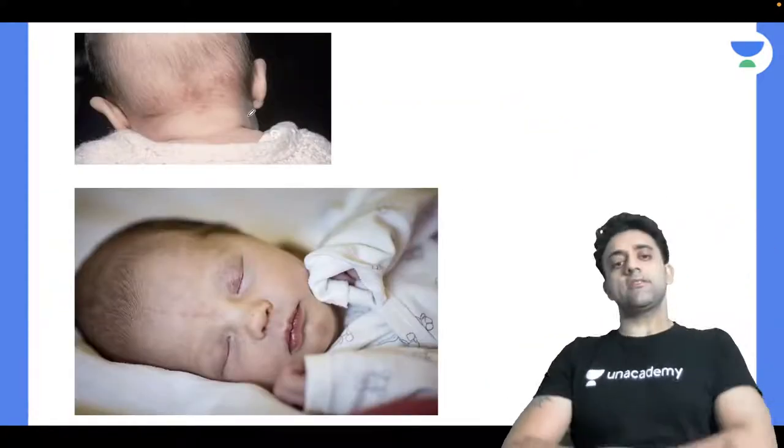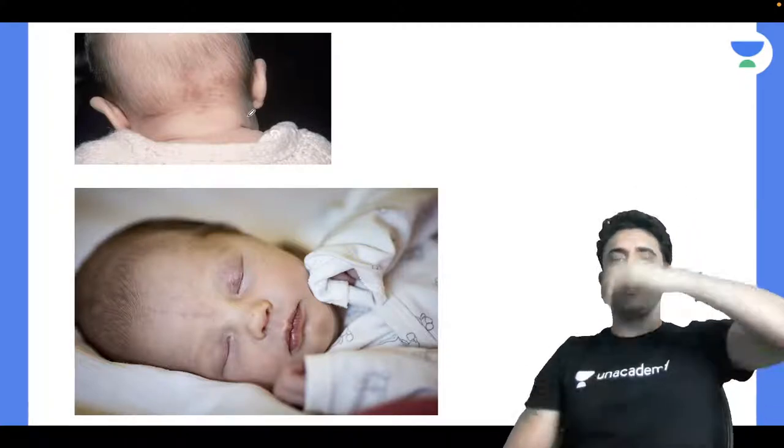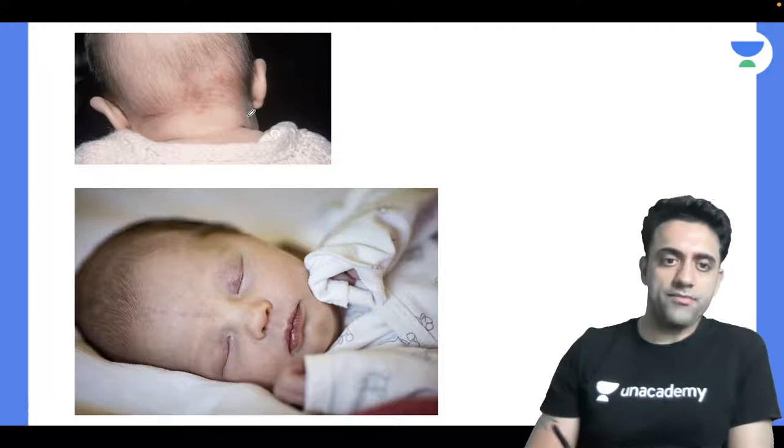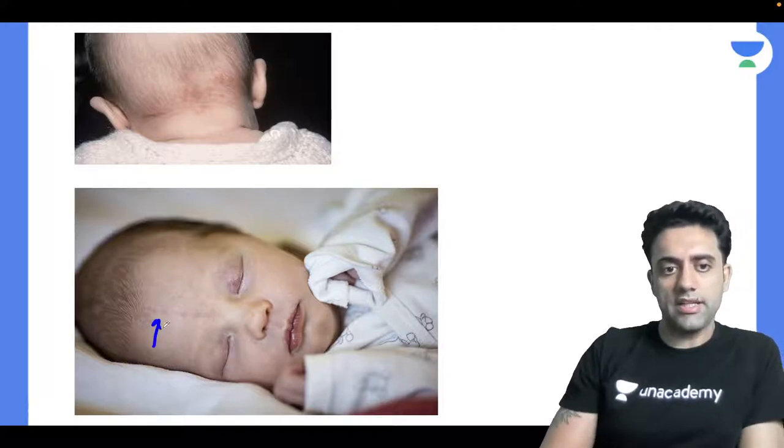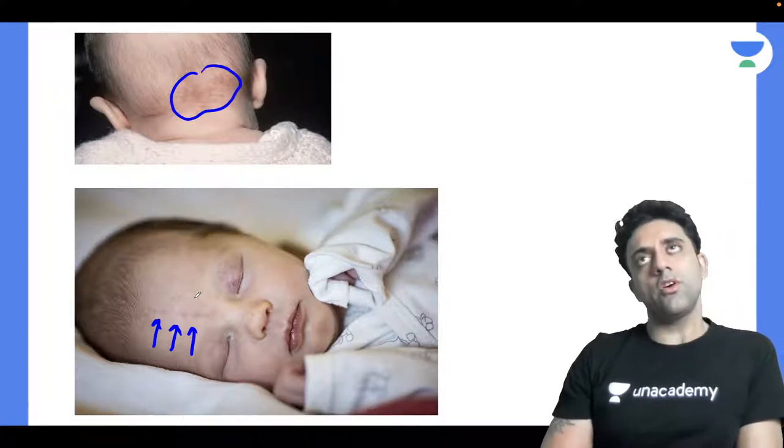Okay, next, what is this? What is this picture? Who will tell me? Fast, fast. It's a rapid revision. Let's see if you can answer. What is this picture? Anyone? Yes, very good. What do you think? What is this? What are these small small things? What is this? So this is nothing but, very importantly, what you called, yeah.